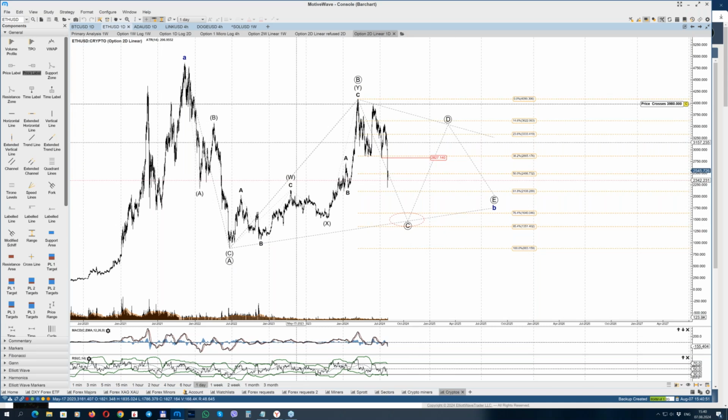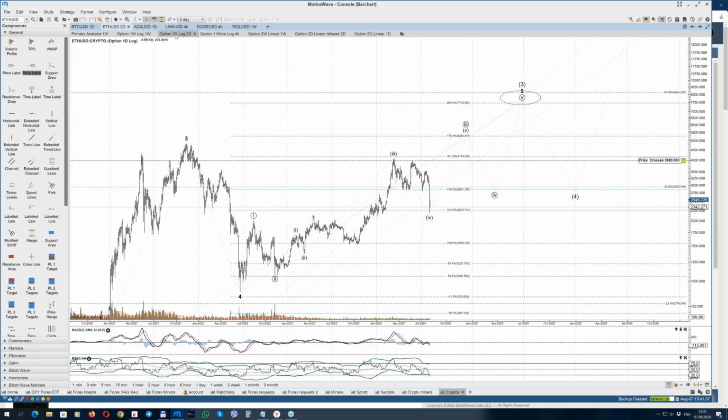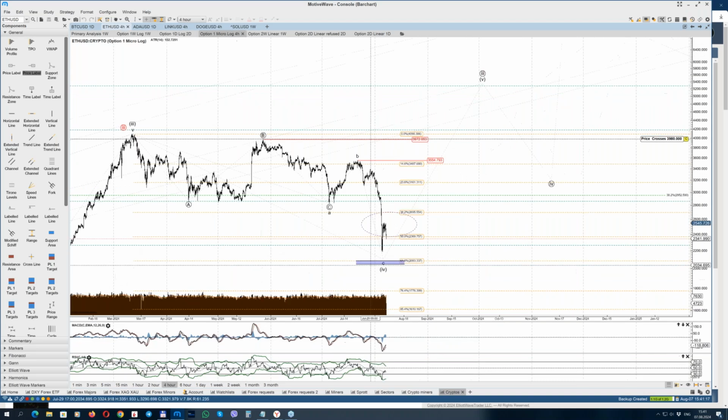A, B, C, D, and E. Ideal target for the wave circle C is 1351, 1640. This scenario very well might unfold. Below 2827, the scenario makes sense, and the same count might apply to the logarithmic price scale as well. A, B, C, D, and E. So in the case we break below 2083, the triangle will apply to the logarithmic price scale as well.